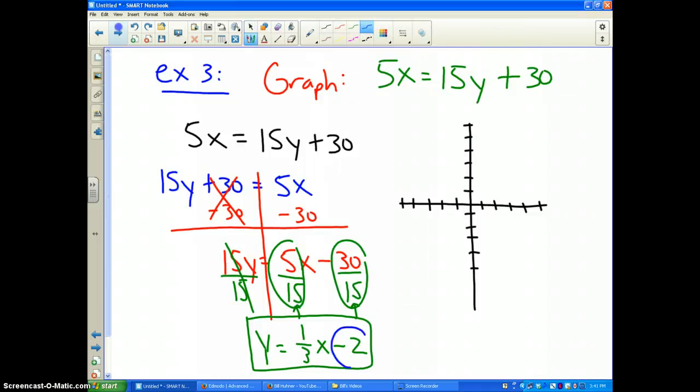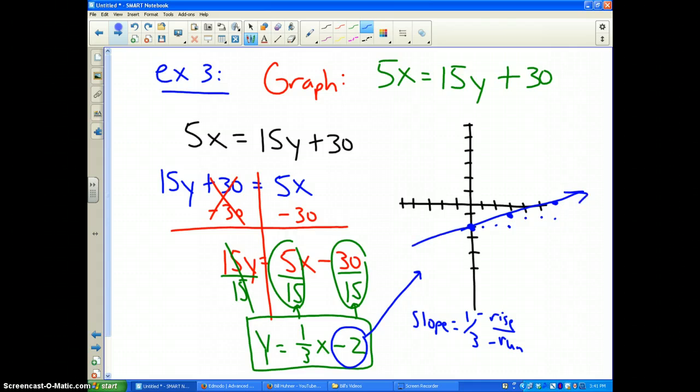Now, I plot the y-intercept, -2. Put a dot right there. My slope is 1/3, which is rise over run. So therefore, I'm going to run 3, 1, 2, 3. I always run to the right, and then I go up 1, and I put a dot. And then I run 1, 2, 3, go up 1, put a dot. There's my 3 dots on my line, my 3 points. And there is the linear graph of 5x equals 15y plus 30. And that is how you solve and graph an equation in slope-intercept form.